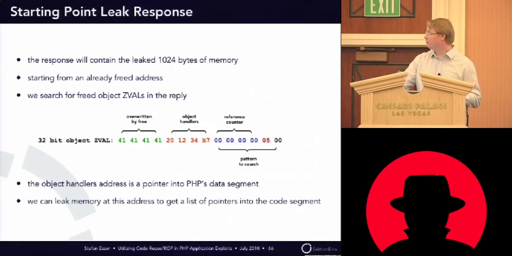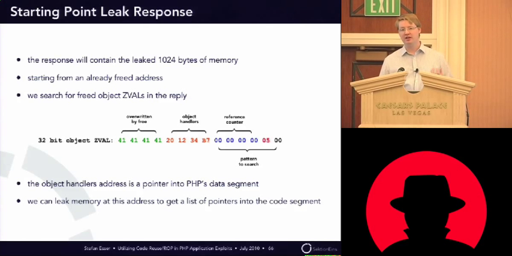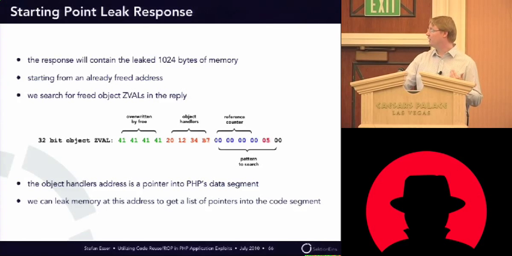What you will search for is something like four 0s, followed by a 5, followed by a 0, because this is the pattern that will help you find empty, already freed objects, because the reference count is 0, and it's an object. So when you find this in memory, you assume that the 4 bytes before point to the object handlers. And the object handlers is a table, usually in the data segment, especially for PHP. Internal objects are always in the PHP data segment.